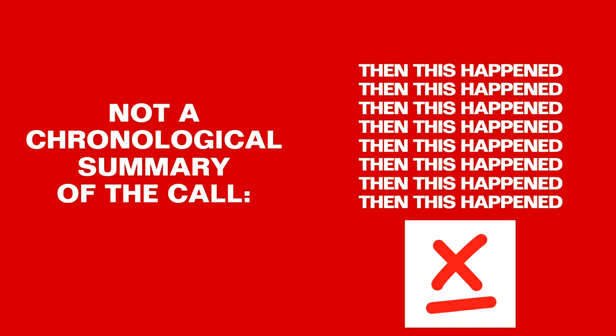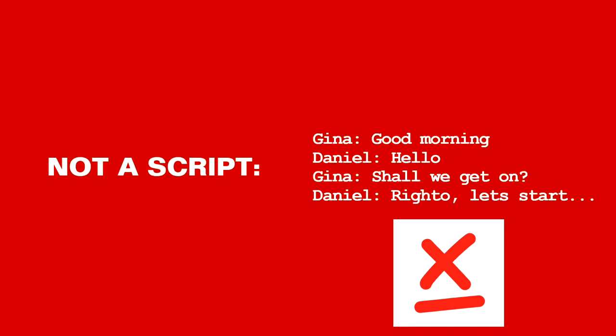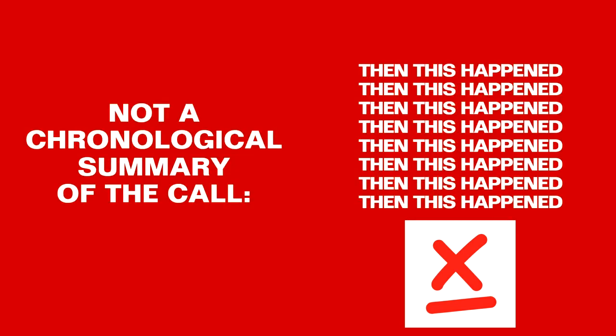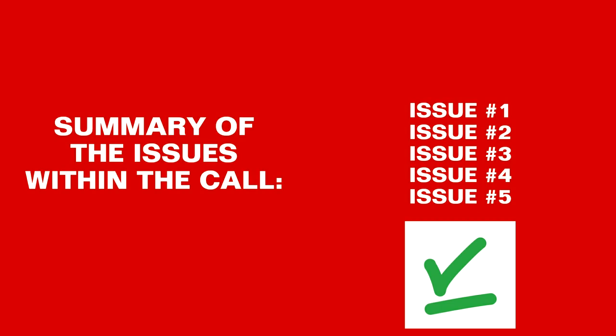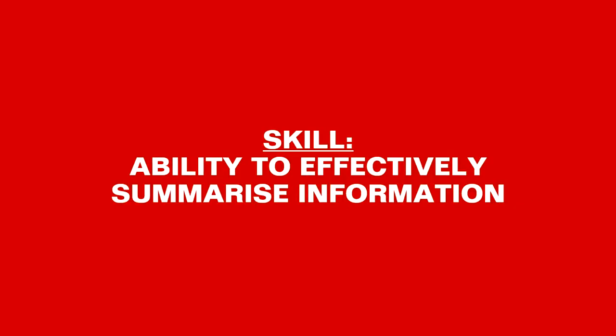What you're not doing is saying what happened throughout the call, then the next thing that happened, then the next thing, then the next thing. What you're also not doing is writing a script. This needs to be avoided in particular, as CILEx do not like it. So try to avoid writing what happened chronologically, but instead group the issues and summarise these. Don't write a script, and remember that the key skill that's being assessed here is your ability to effectively summarise information, because the issues are spread throughout the call and the issues are best dealt with in a grouped fashion. And if you can summarise that, then you're already on your way to achieving in this particular assessment.